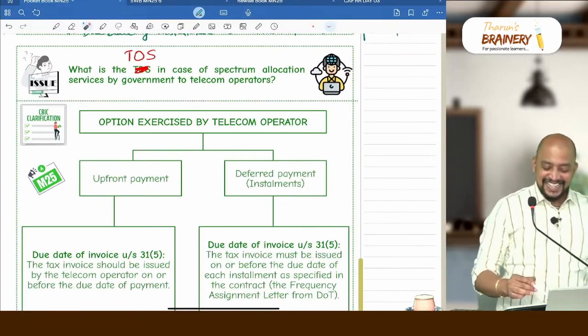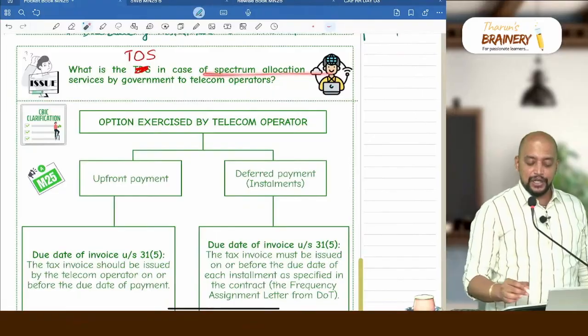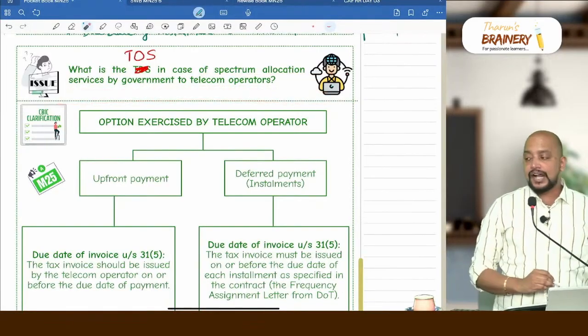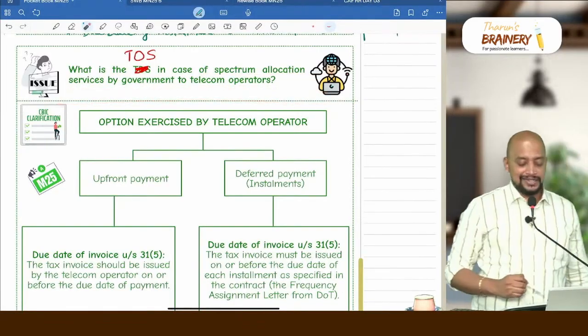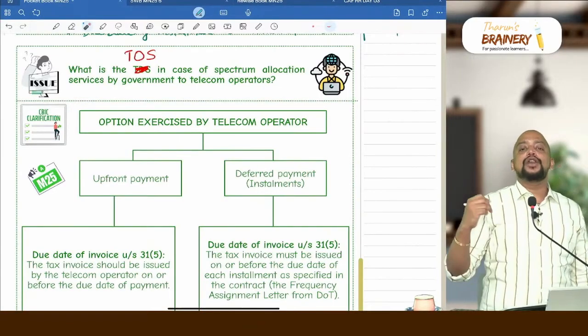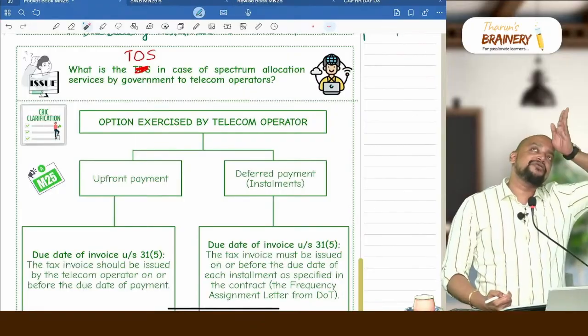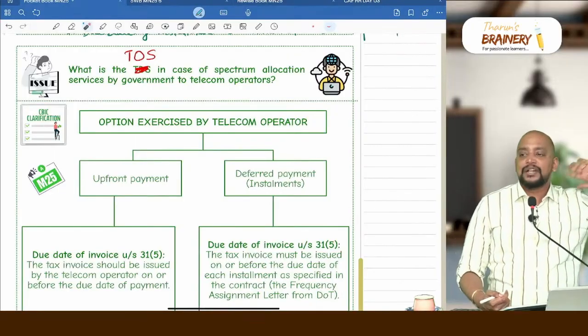Then what is the time of supply in case of spectrum allocation services by government to telecom operators? What should be taken as the time of supply? Generally, government will be allocating spectrum to the telecom operators. If the spectrum is allocated before 1/4/2016, that will be exempted.